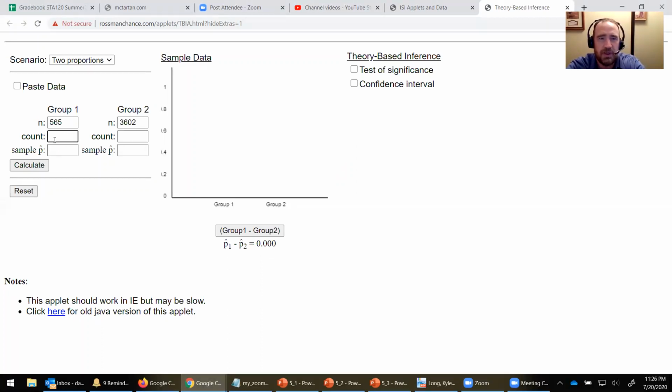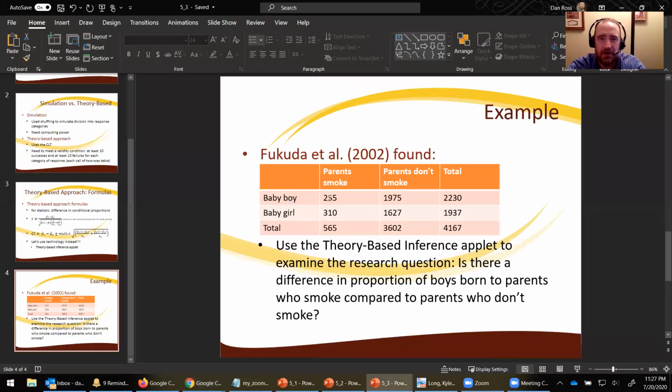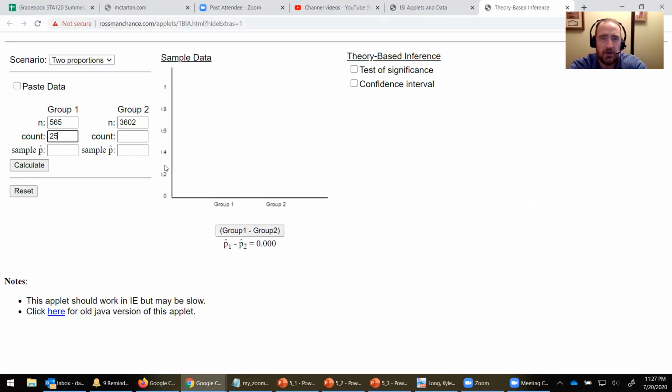Then we have a choice. We can either put in a count or a p-hat. The table gives us a count of success, 255 for my smoking group. And you'll see when I click away from that, it fills in the p-hat automatically. 45% of my smoking group turned out to be boys.